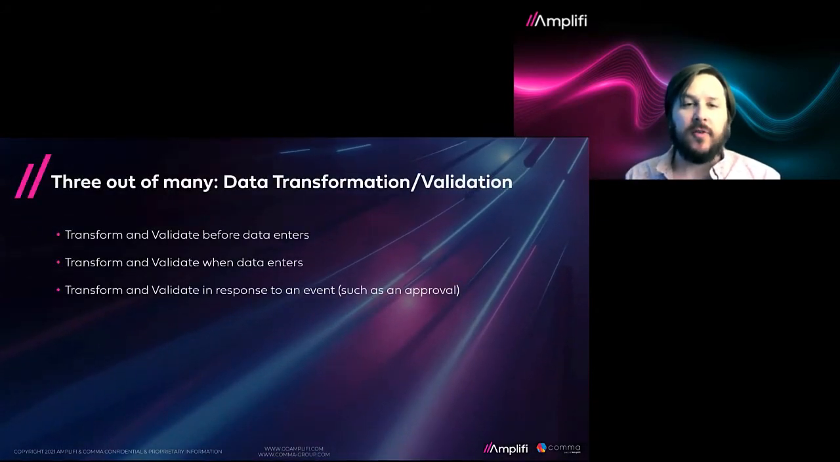There's a lot of ways to do transformation and validation in Enterworks, and this is by no means exhaustive, but I'm going to talk about kind of a before, middle, and end. We're going to transform and validate data before it enters the system, transform and validate that data when it enters the system, and in response to an event, such as an approval or some other triggered event.